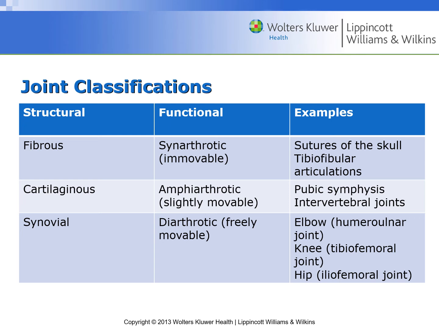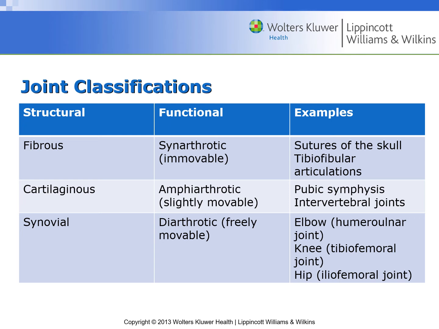And here we have a joint classification chart which shows the way that joints are structured, either according to their function or their structure. In terms of structural, we have fibrous, cartilaginous, and synovial joints. And in terms of functional, we have synarthrotic, which means they are immovable, amphiarthrotic, which means that they are slightly movable, and diarthrotic, which means they are freely movable.